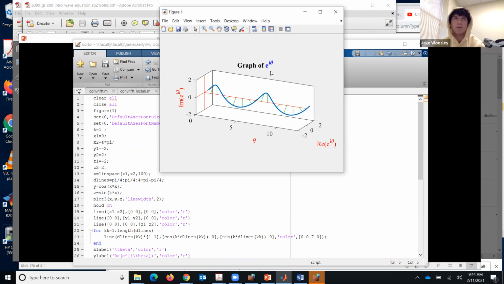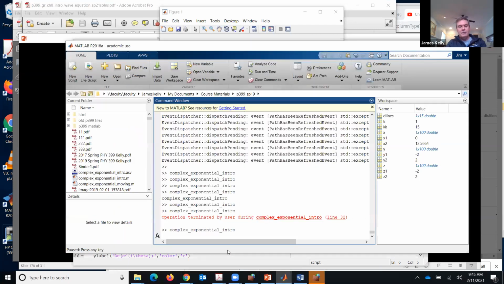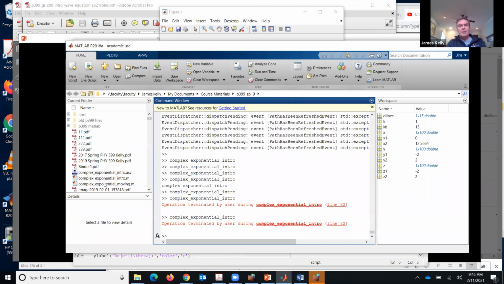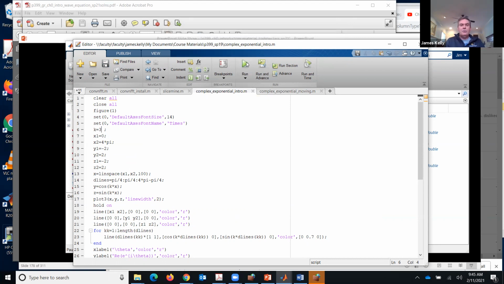Would it shrink in terms of... Yeah, it's going to become a more tightly curled corkscrew, right? The wavelength is going to become 1/3 of what it was before. And let me cancel out of this and actually change the code here. I put a parameter k in there that I can change. So let's change k to 3 and run it. And hopefully we can keep in our mind what it looked like before and how it's changed.